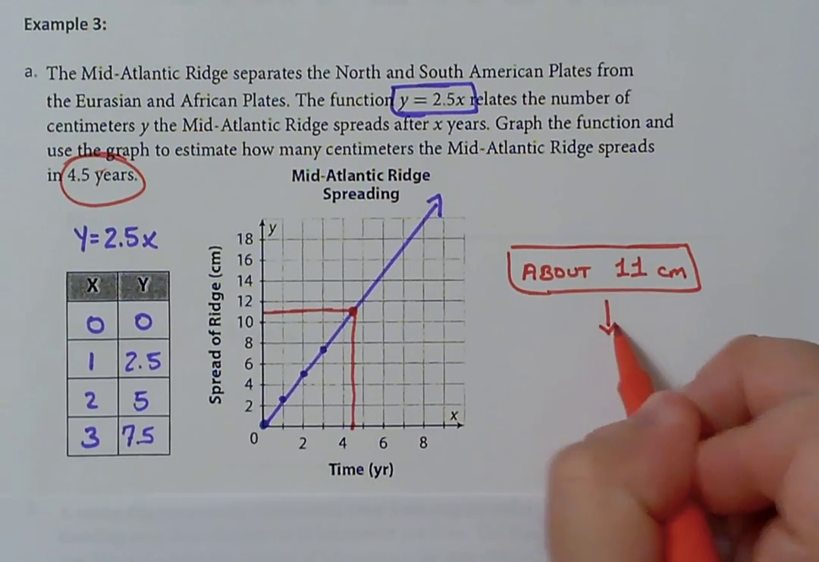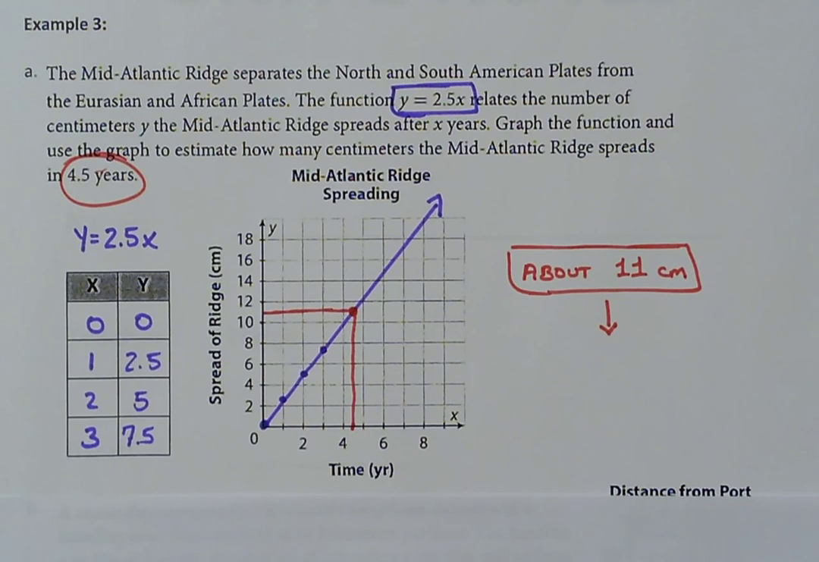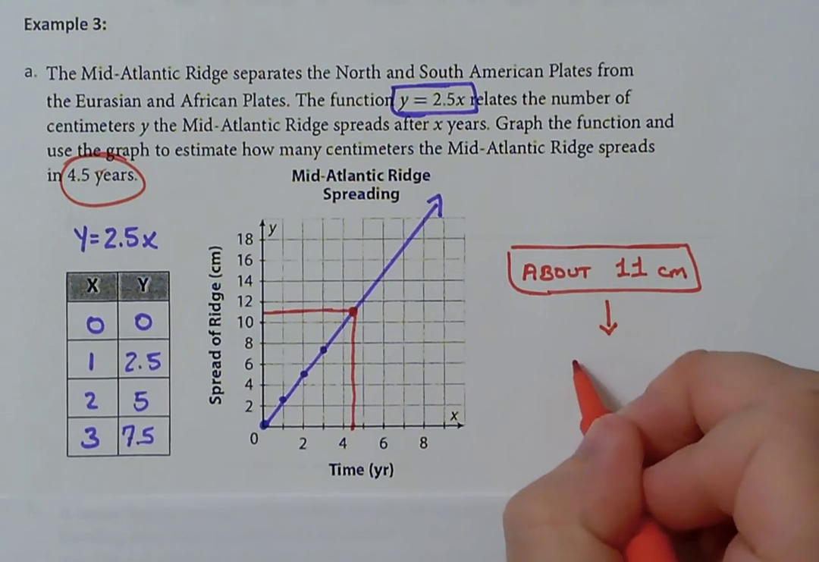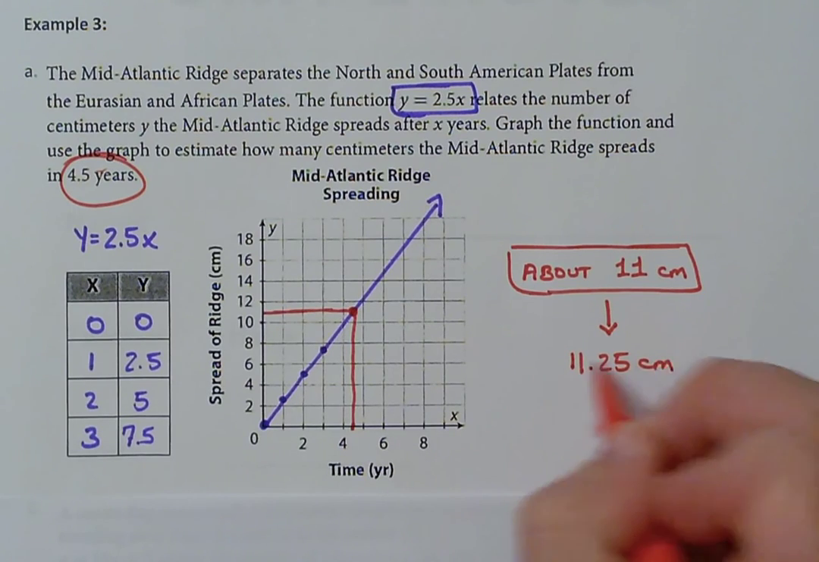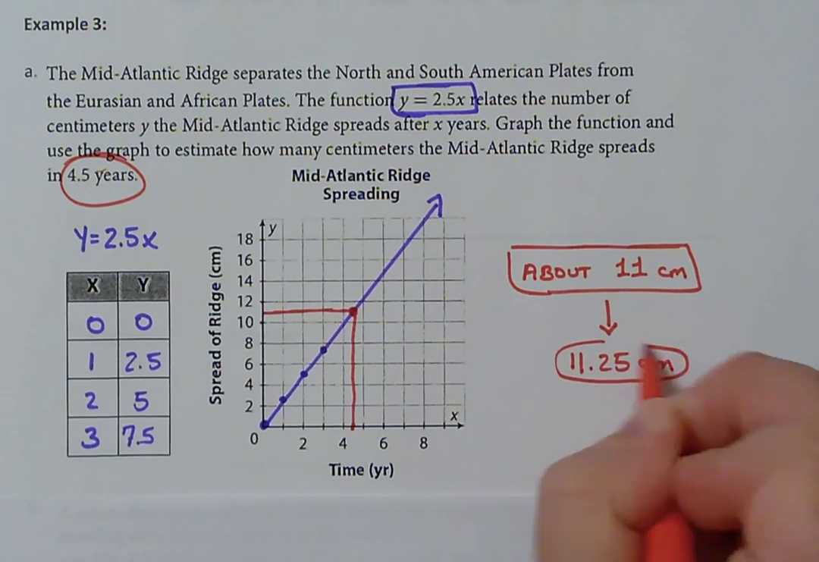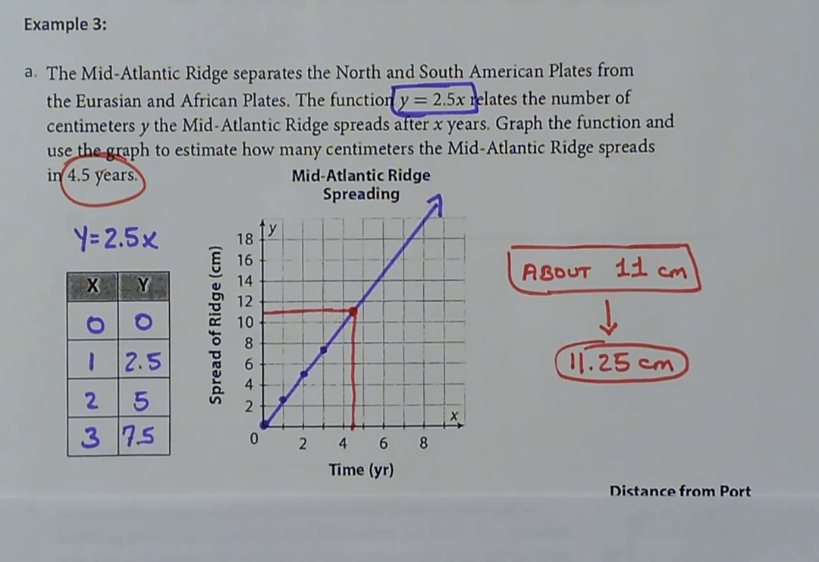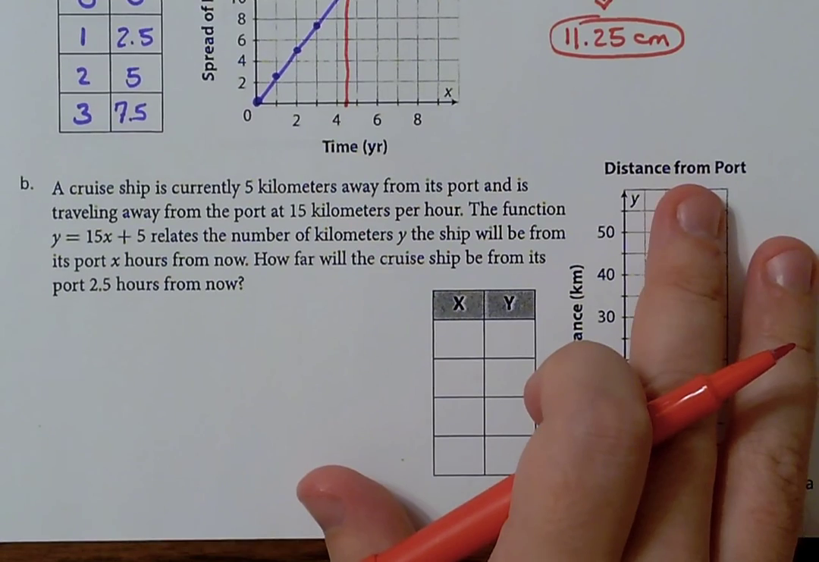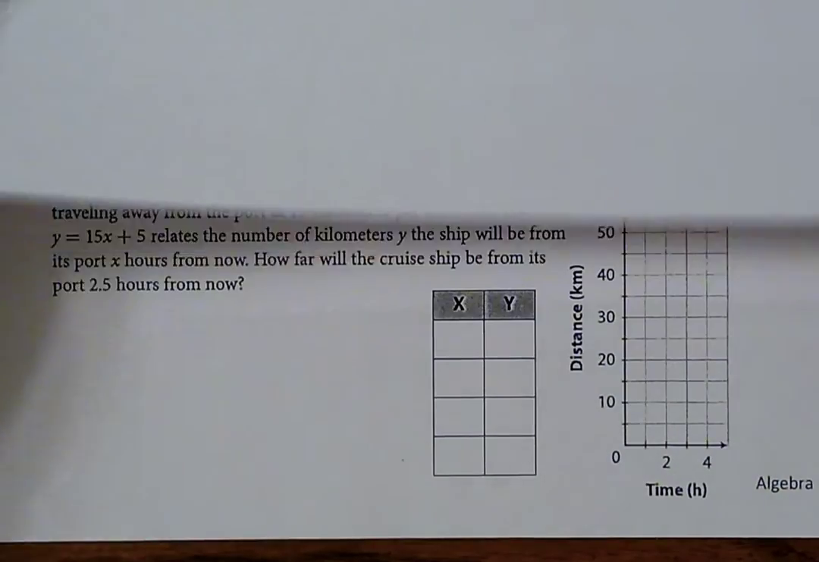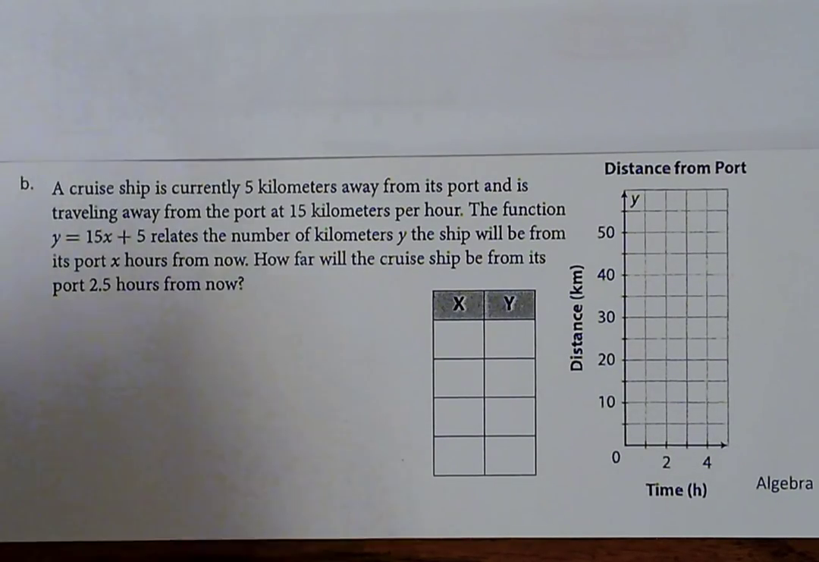If you want the actual precise amount for this, it is going to be 11.25 centimeters. And I'm going to show you how we go through and figure out the precise one with our next example. All right, so that is example 3A. And then our last one for today is going to be example 3B. So let's go ahead and cover this up.